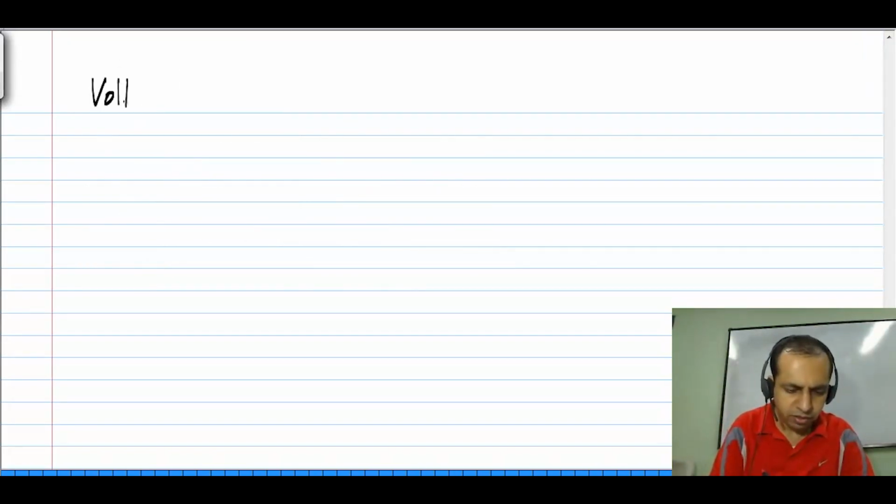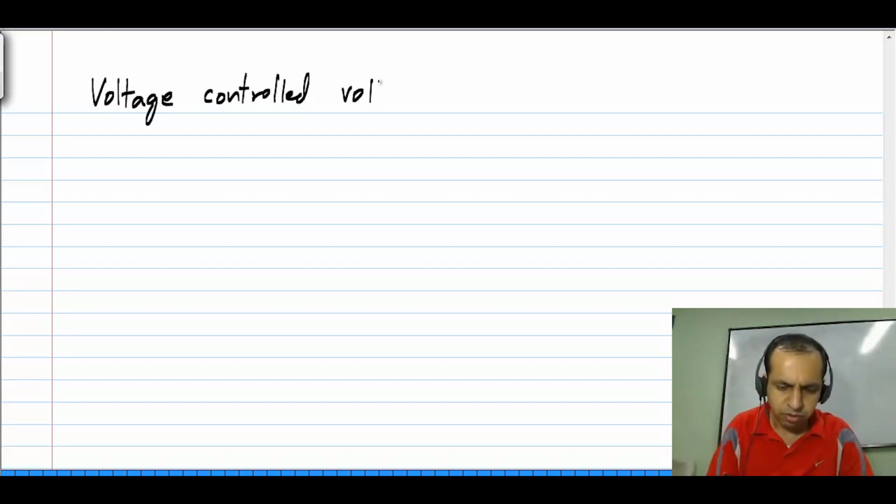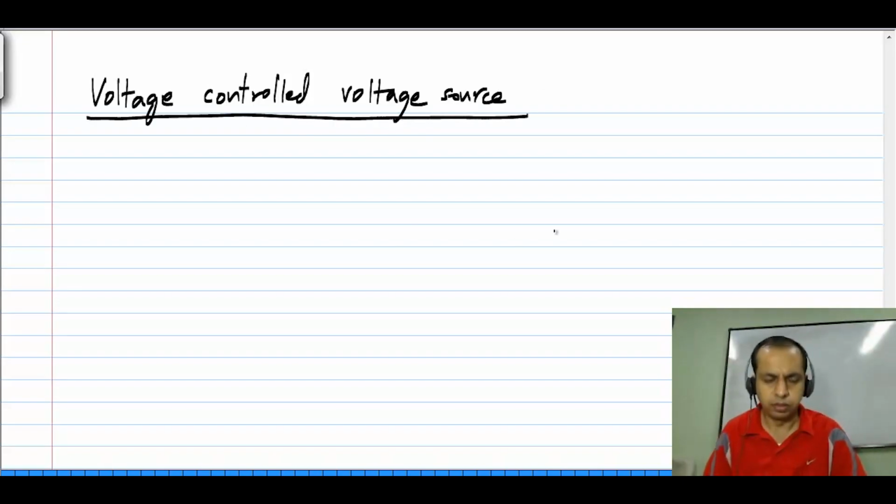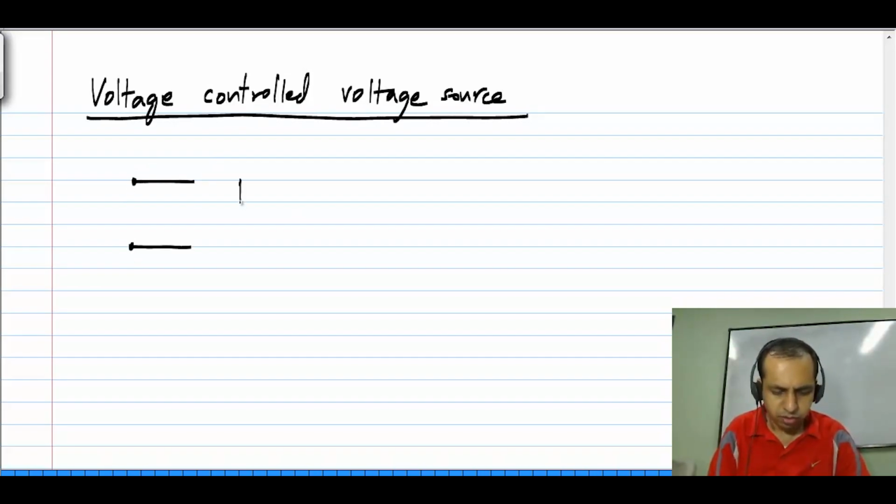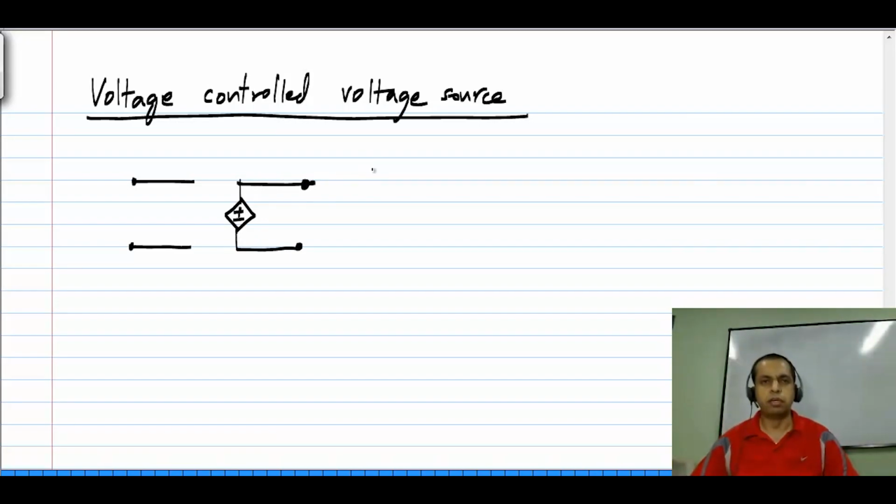First, we will take the voltage controlled voltage source. This is denoted by this particular symbol. Independent voltage and current sources are denoted by a circular symbol. To distinguish the control sources from them, a diamond symbol is used.